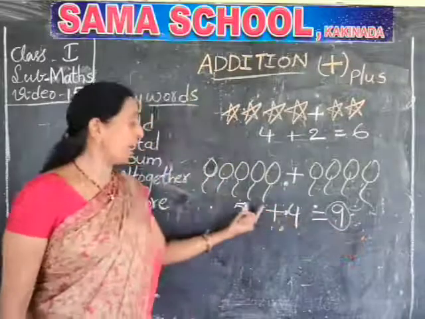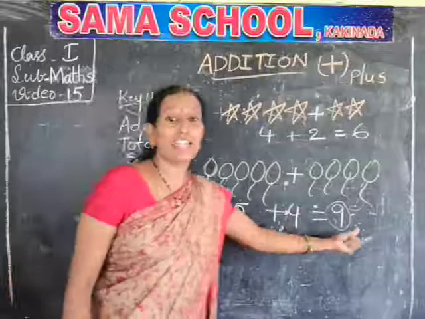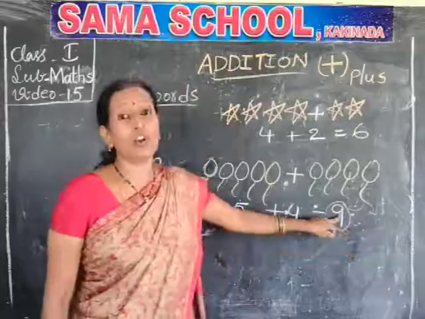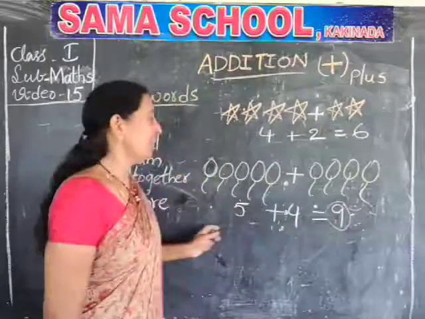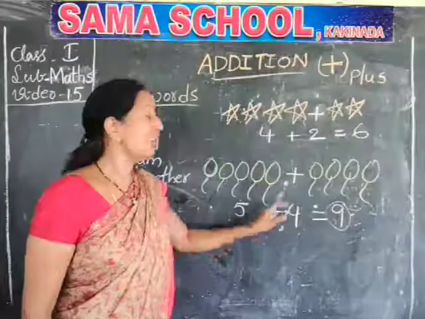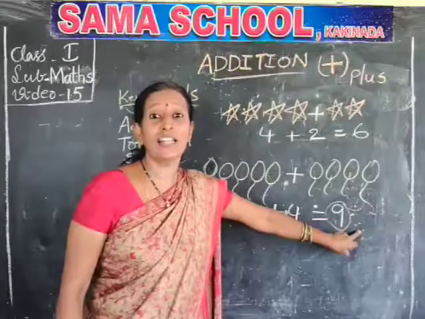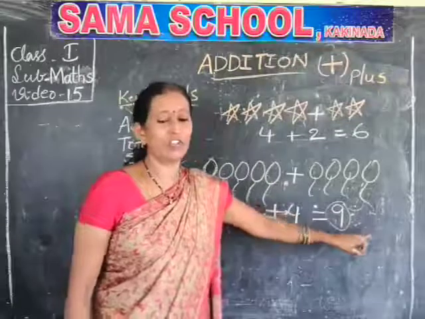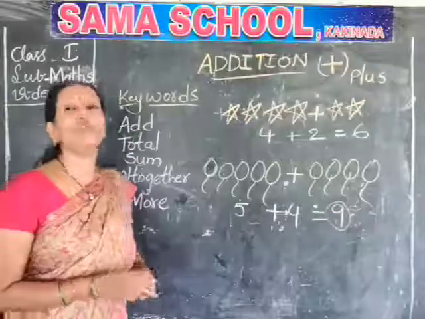So 5 plus 4, you are getting 9. This is the sum and is called a total. You are adding 5 plus 4 and you get the total sum 9. This is the addition. I'll give one more example.